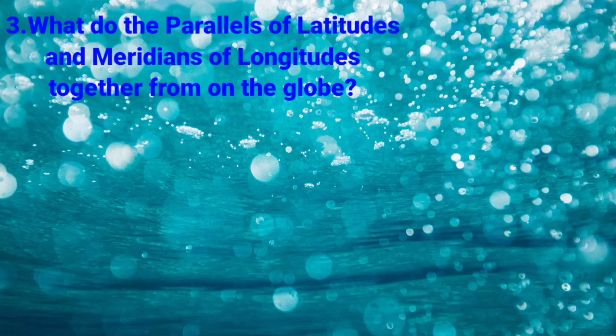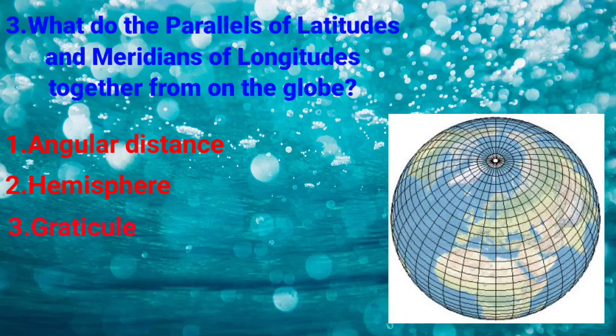Question number 3. What do the parallels of latitude and meridians of longitude together form on the globe? Option number 1, angular distance. Option number 2, hemisphere. Option number 3, graticule. The parallels and the meridians on the globe form a net and it is called a graticule. That means the correct option is graticule.